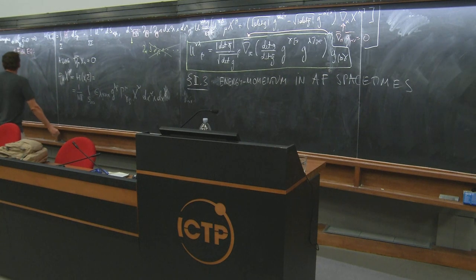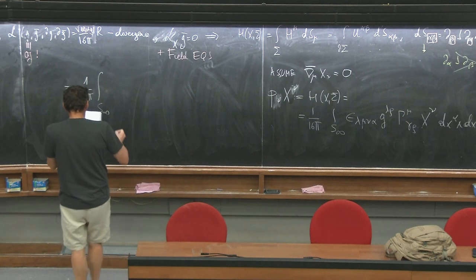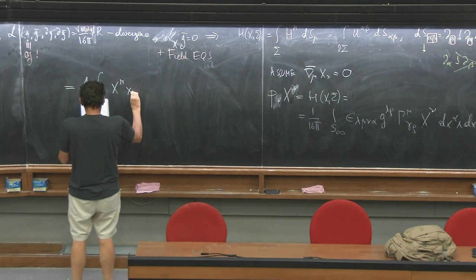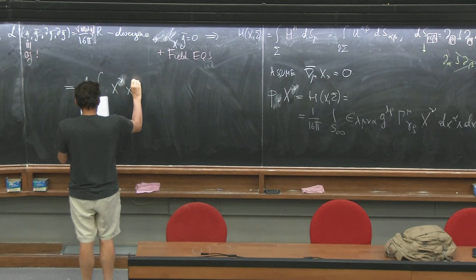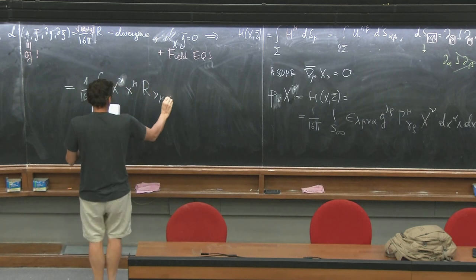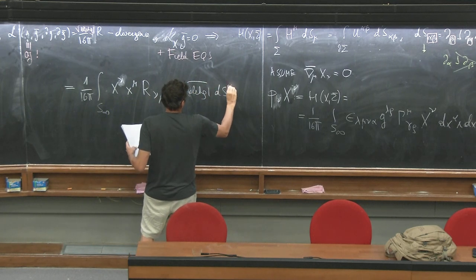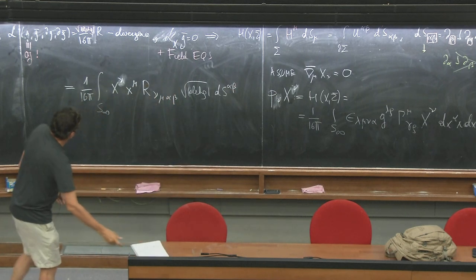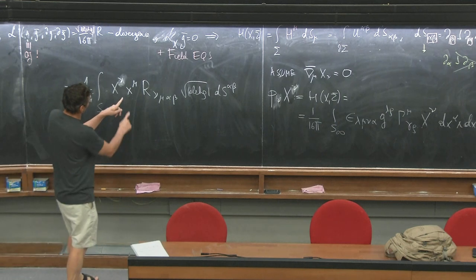What I have gained is an integration by parts cute formula, which I think was first noticed by Ashtekar. You can integrate things by parts here, and you're going to get x mu, R nu mu alpha beta, square root of g. And I'm back with my forms s alpha beta here. But this one is much nicer. So this is an integration by parts.